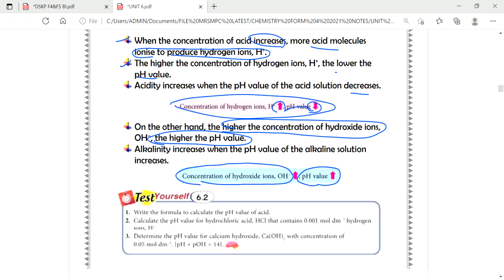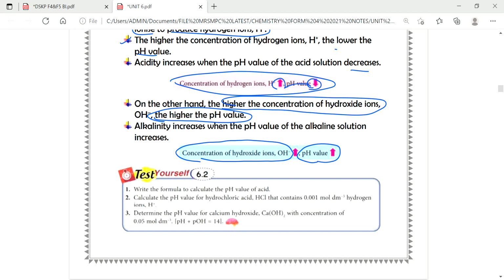Untuk acid. Alright, so itu sahaja untuk subtopik kali ini. So try buat test yourself 6.2 with your teachers. Alright, thank you.